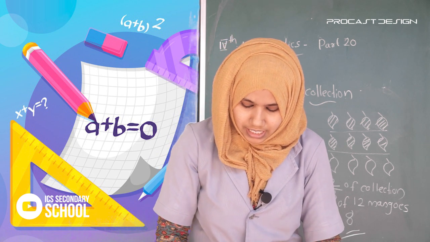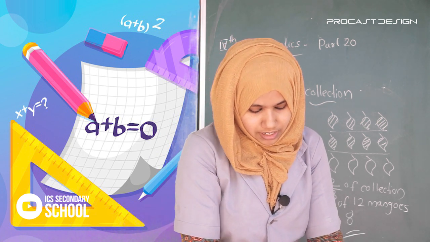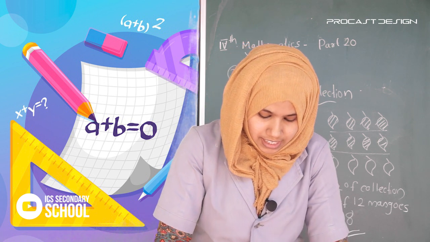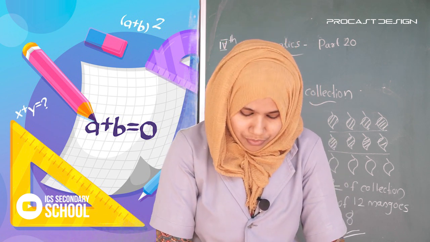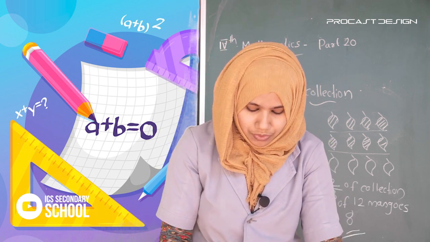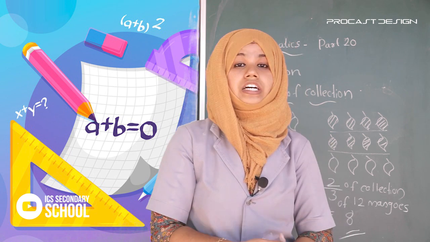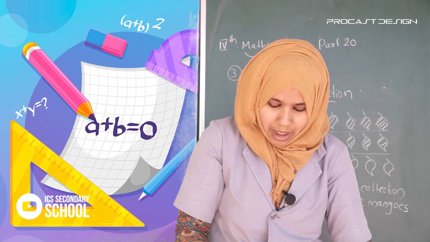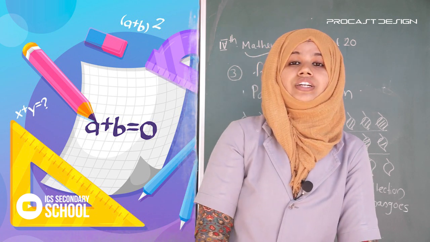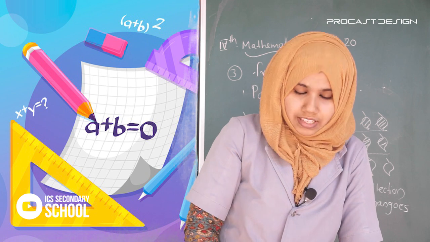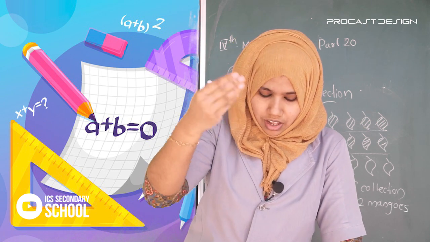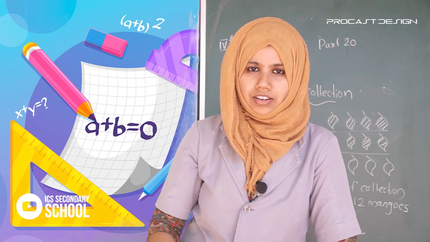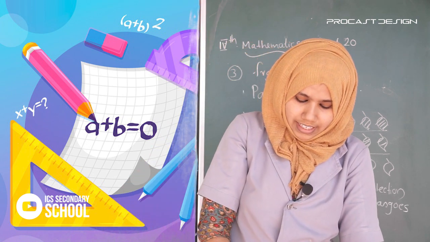And page number 69 and 70, exercise B. You can see: color the correct number of objects in the collection according to the fraction indicated, then fill in the blanks. First you can see pictures. 1 by 3rd of 9 apples. Here the total 9 apples are divided into 3 equal parts. Okay. So 1 by 3rd of 9 apples means you have to shade the first part. Okay. So we get the answer.